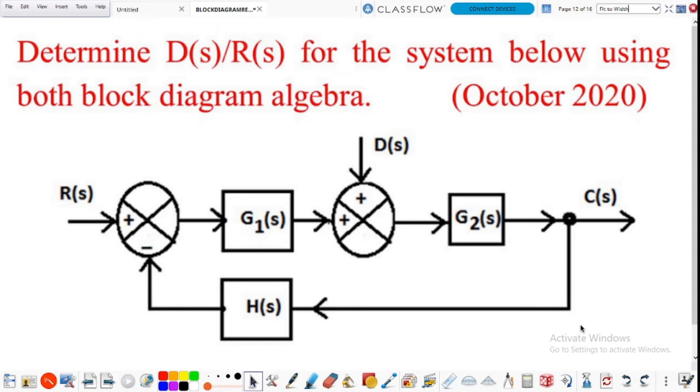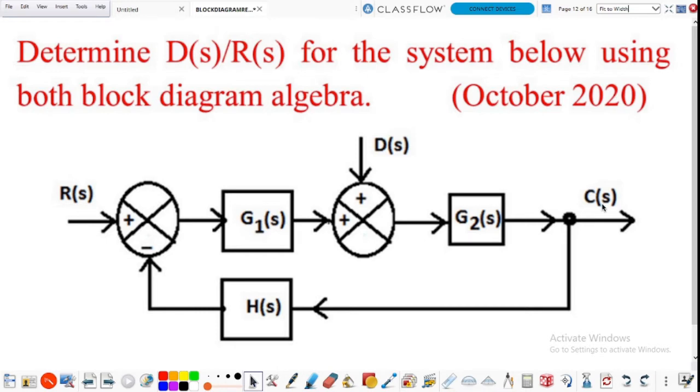Determine C of s by R of s for the system below using block diagram algebra. So this is the given block diagram. This block diagram has two inputs. One input is R of s and another input is D of s, and the output is C of s.